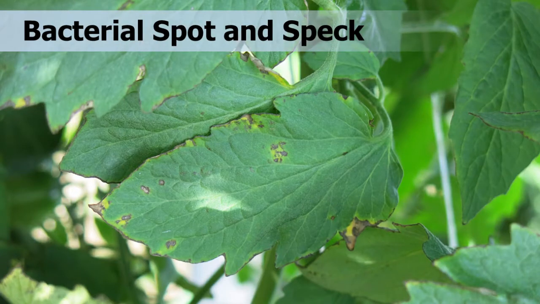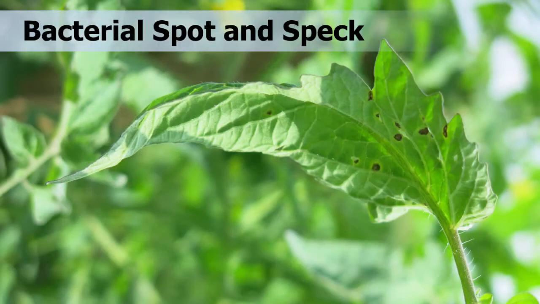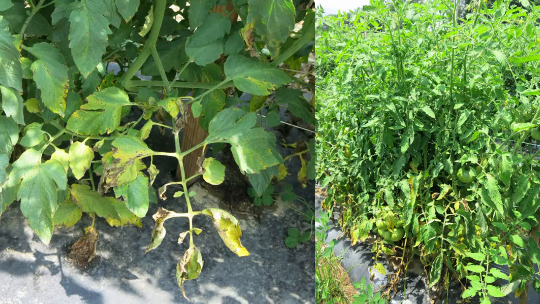Foliar symptoms of bacterial spot include black spots on the leaves, which often have a yellow halo. Lesions will look similar on the underside of the leaf. The spots often coalesce, forming larger areas of dead tissue on the leaves.